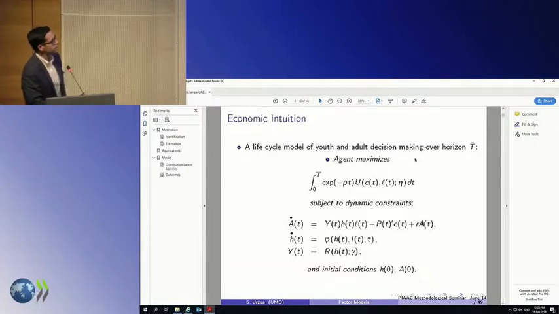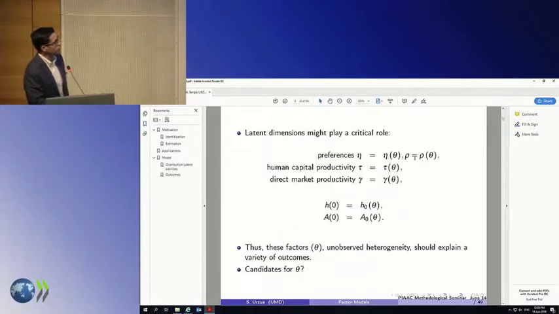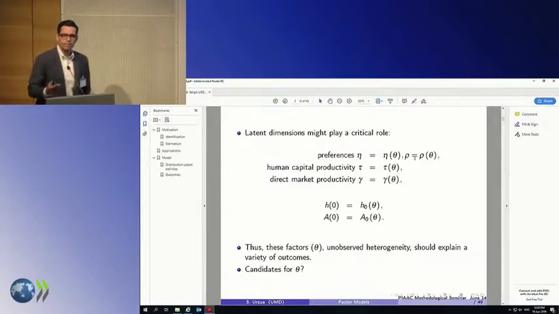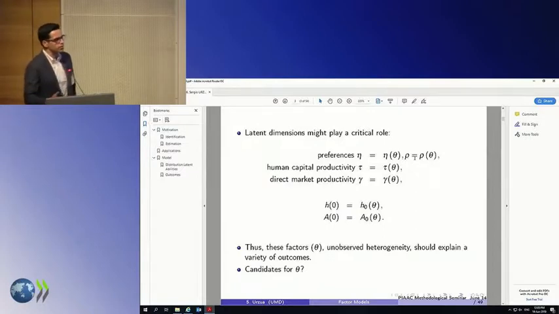How do we link this to factor models? Well, there are a lot of structural parameters here we'd love to know. In principle, you can think of preferences, human capital productivity, labor market productivity, and even the initial conditions as a function of these unobserved components, these latent factors. They could be skills, they could be endowments, but these are unobserved. The agent knows them and acts based on them, but the econometrician, the economist, is trying to figure out how those factors are affecting the way you make decisions.